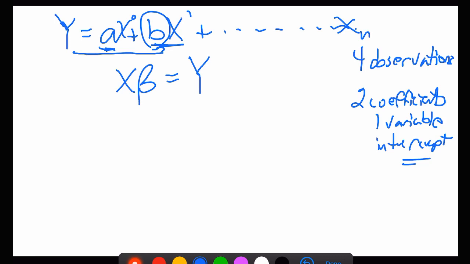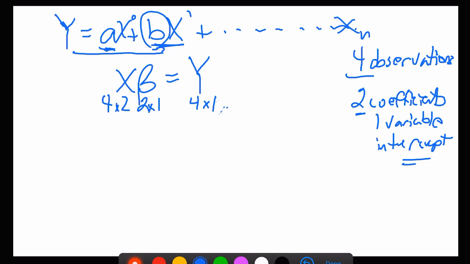So it's b I want to solve for. I need b to stand all by itself. This is a 4x2 matrix. Why? It's a 4x1, sorry. See, you're already messing me up. I'm blaming you all. That's a 4x1. I have 4 observations, and there's only 1 y in a regression, so it's a 4x1. X is a 4x2. I want to find 2 things. I want to find A and B.